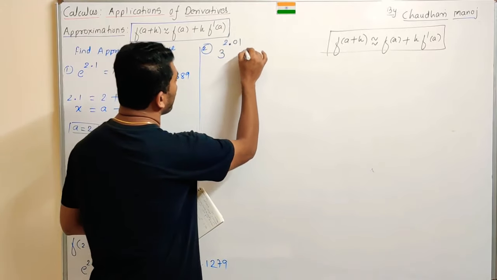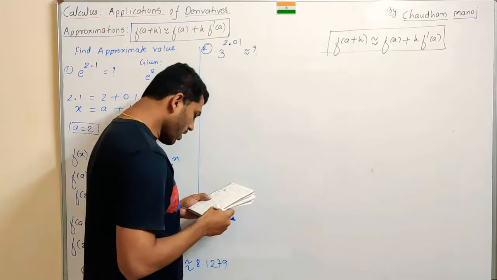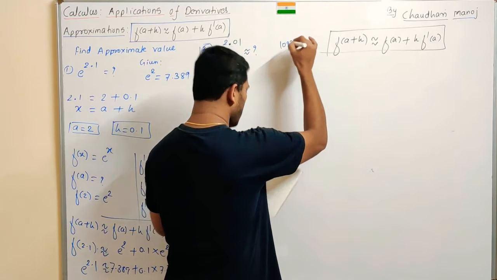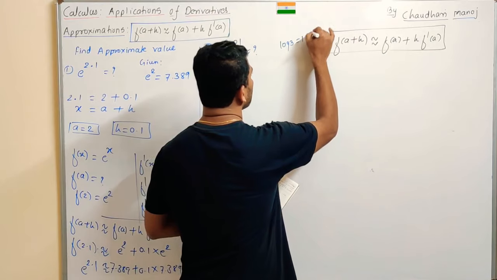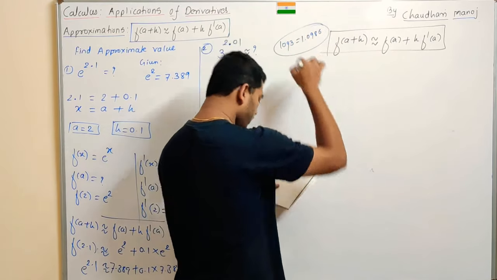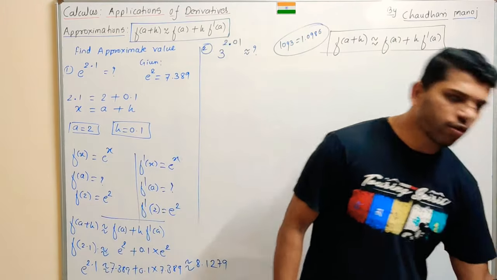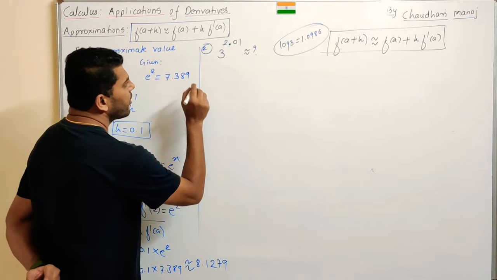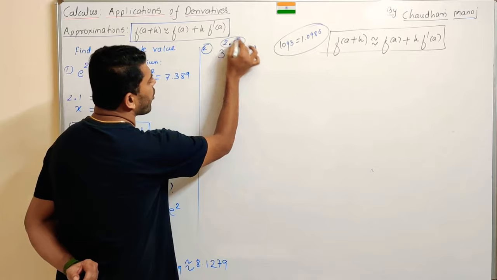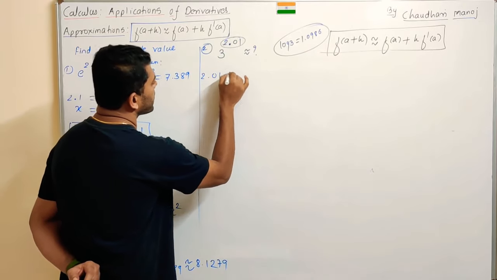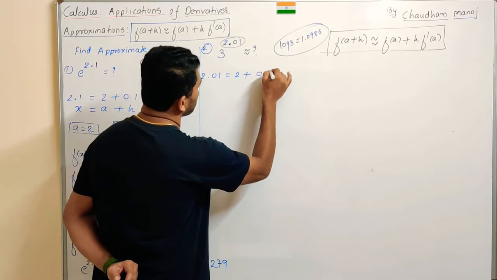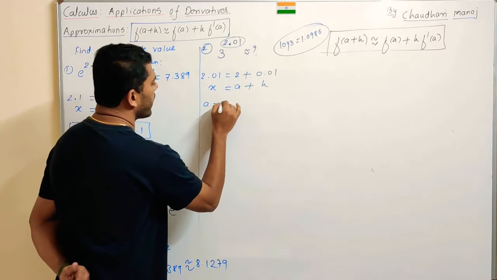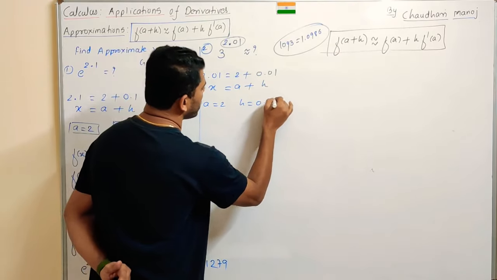So here we want its approximate value, and they provided you some data. They provided you the value of log 3, which is 1.0986. This is given data, and let's try to find the approximate value of this structure. Okay, so this is the problem. So 2.01, let's split it into two parts, 2 plus 0.01. So this is x, compare this with a plus h. So the a value is 2, the h value is 0.01.